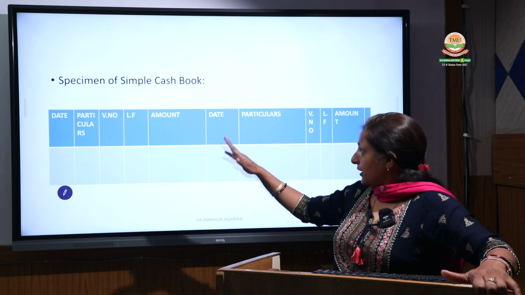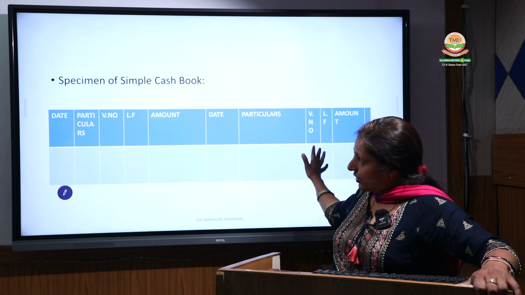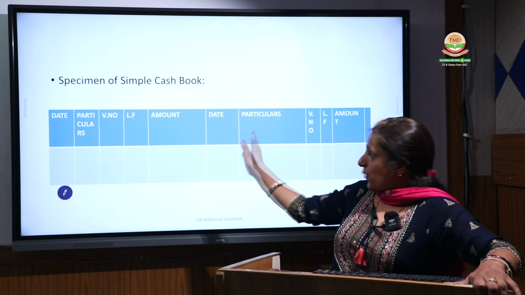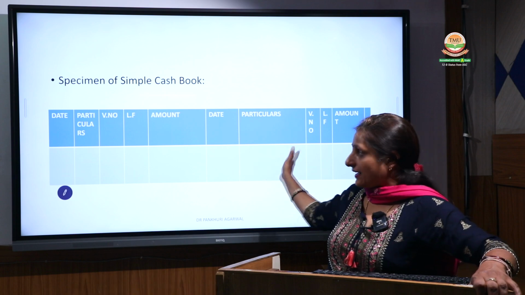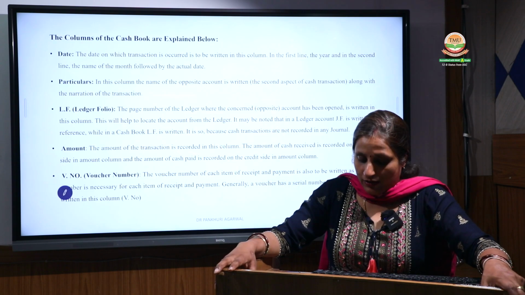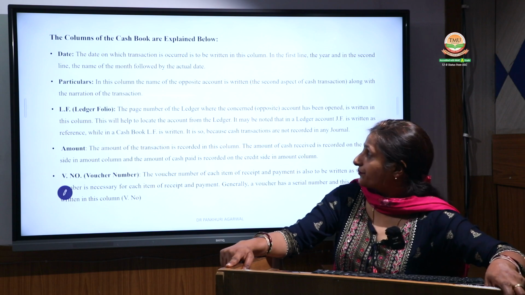See, it includes 10 columns. This side, this column is divided into 2 parts. One is the debit side and another is the credit side. This is debit, another one is credit. Now, how can I explain it?